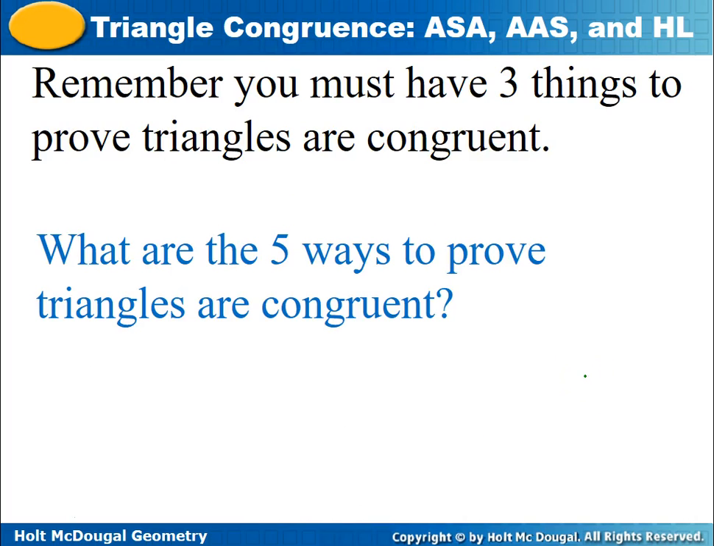All right, so now, at the bottom of y'all's page of notes, we have three things to prove triangles, right? We have to have three things every time. If we don't have three things, we can't prove the triangles are congruent. So the 5 ways that we prove that triangles are congruent are side, side, side; side, angle, side; angle, side, angle; angle, angle, side; and hypotenuse leg.